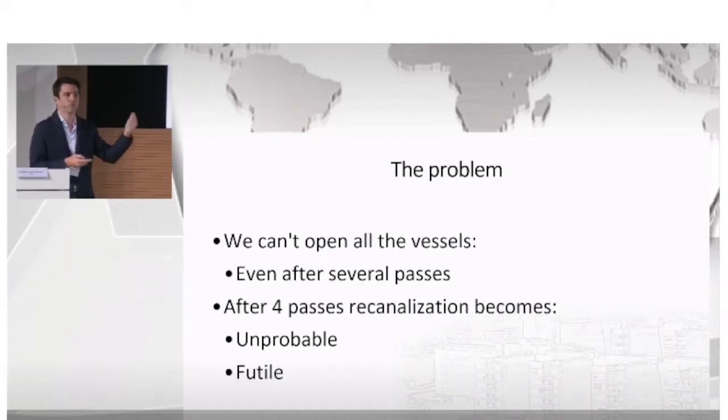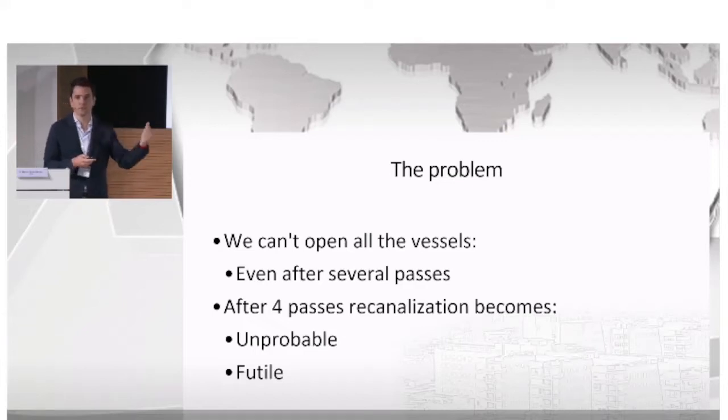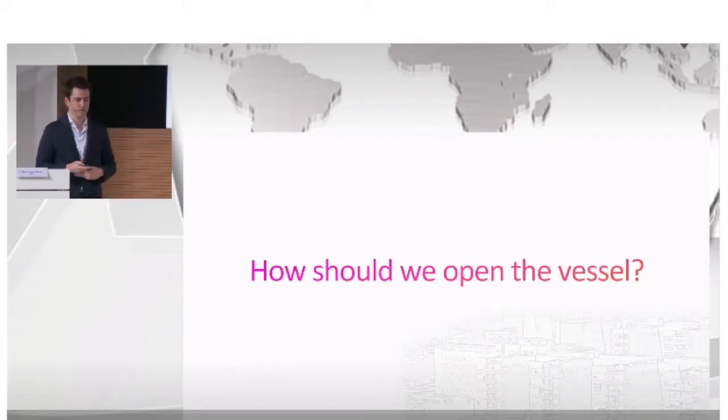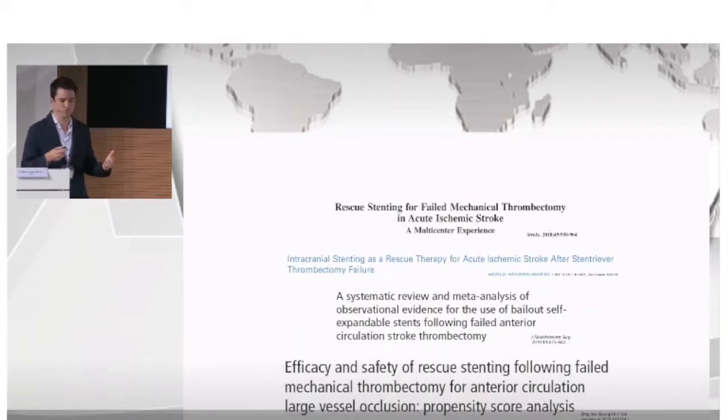So after those 4 passes, opening the vessel is really hard, and after opening this vessel, we don't have the same result as with the first pass. So how should we open those vessels? Well, of course, lots of papers, all of them talking about rescue stenting.